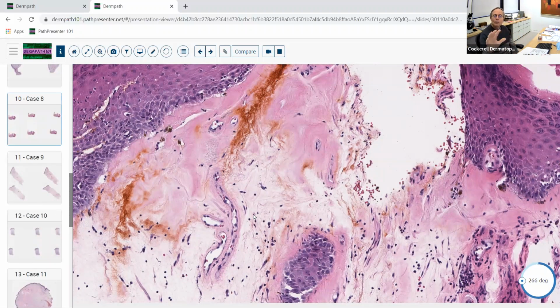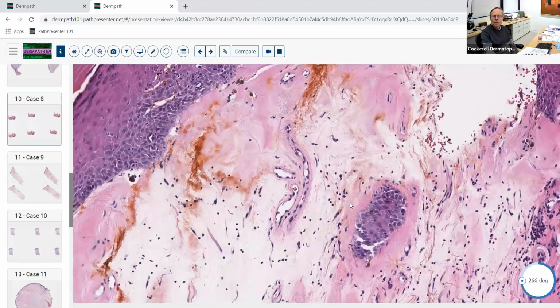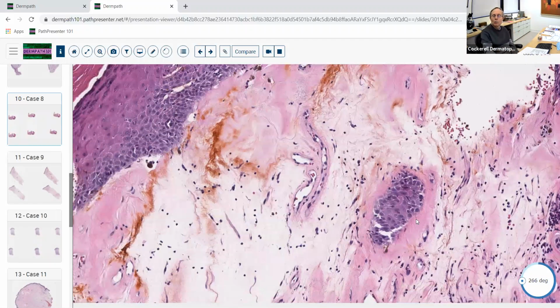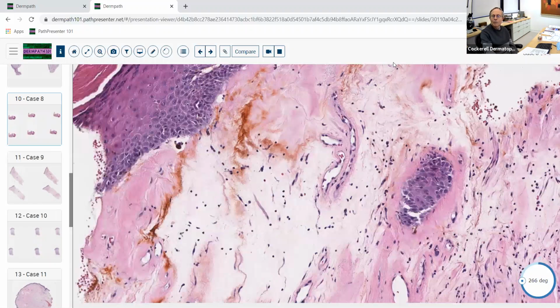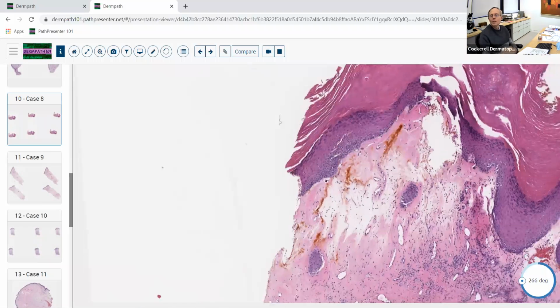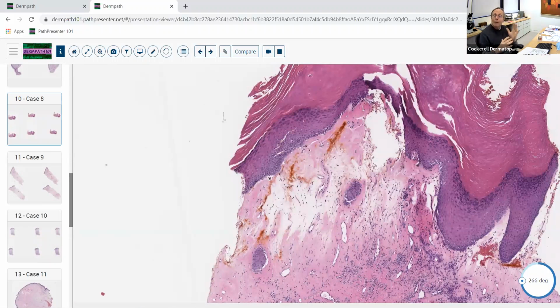Here you're dealing with a different pattern. And this is classic for lichen sclerosus et atrophicus. So when you see the sclerosis of the papillary dermis alone, we think lichen sclerosus. When it gets down into the reticular dermis also, if we have reticular dermal sclerosis, then we refer to it as morphea with features of LSEA, where you have a combination of both.